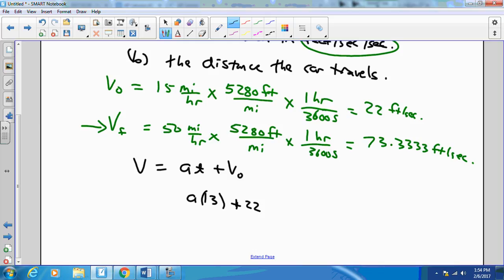starting at 22 feet per second, my final velocity is 73.3333 feet per second. And so doing a quick calculation, I get an acceleration of 3.9487 feet per second squared.